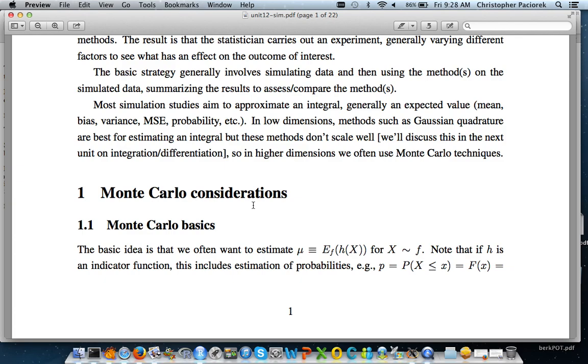Or we're trying to estimate the coverage of a confidence interval. Well, that's the expected value of an indicator function that says, did we or did we not cover the actual true value with our interval? So a lot of these things are written in the form of integrals. And the idea is that we can't, in general, calculate those integrals in closed form. It's just too hard an integral to do mathematically. Okay, so we're going to do it by simulation techniques.